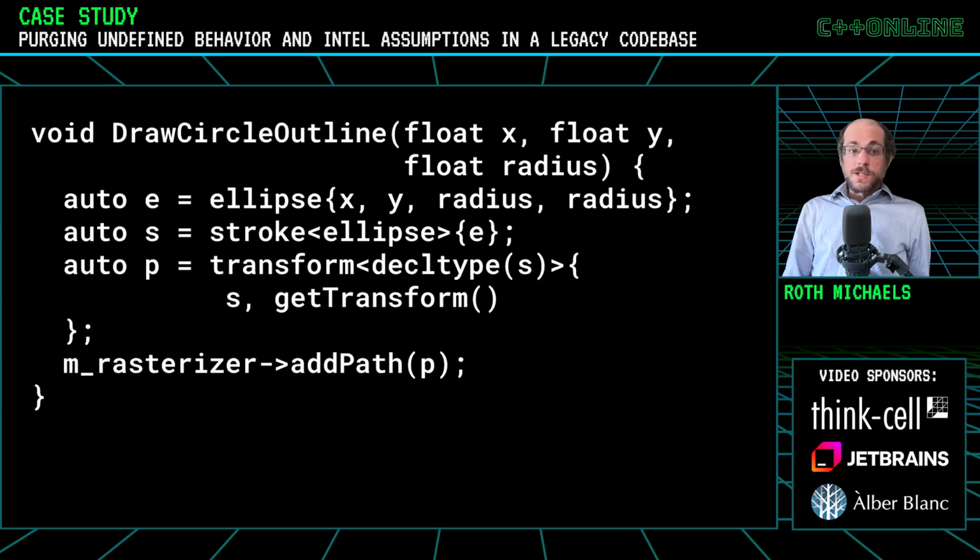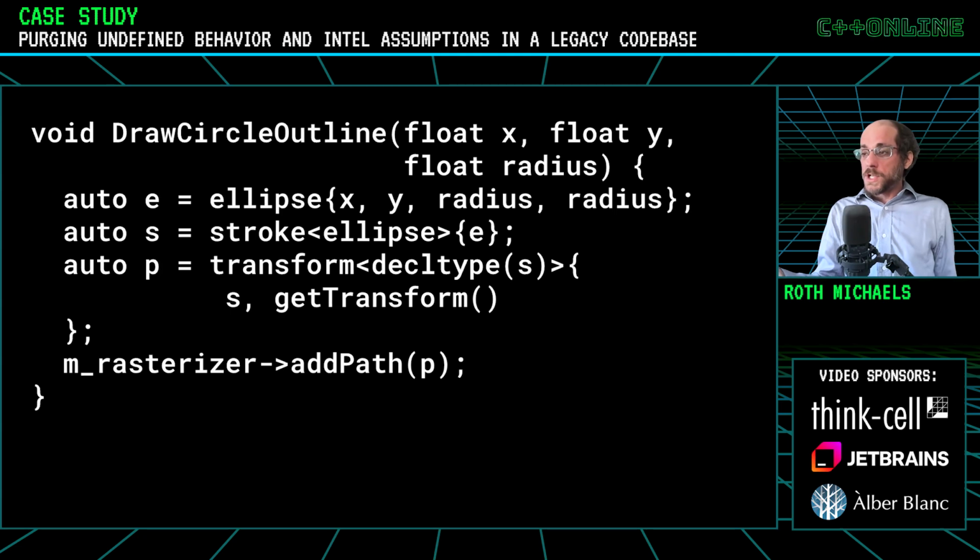So the actual undefined behavior here was in this draw circle outline. We see there are a few steps to actually drawing a circle in our code, using a drawing library called AGG. The code's a little bit simplified for slides. But first, we make an ellipse where we have an x and y and our radius. In this case, we're drawing circles, so the radius is reused.